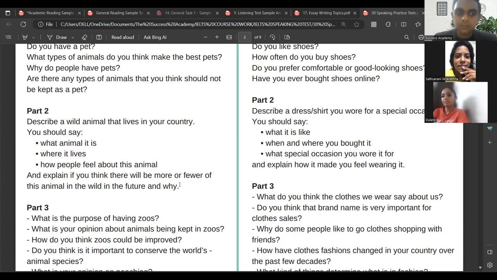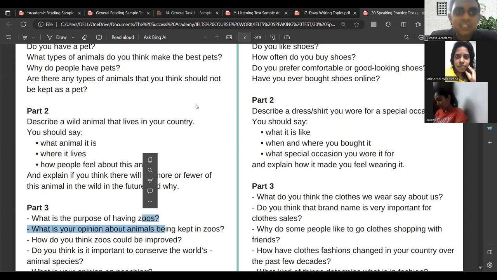And then for part three, minimum 4 to 5 sentences. Minimum. You can go up to about 11, 12, 13 sentences. Right? Maximum. Keep in mind, if you speak too much, the examiner will stop you because the examiner has a time limit of 18 minutes. Examiner can't conduct the interview for more than 18 minutes.